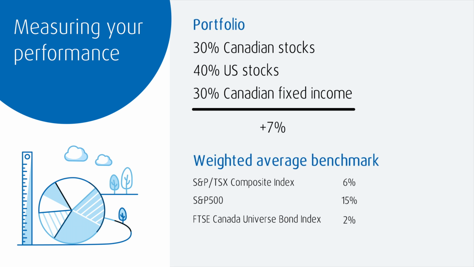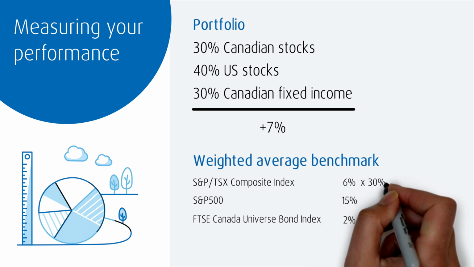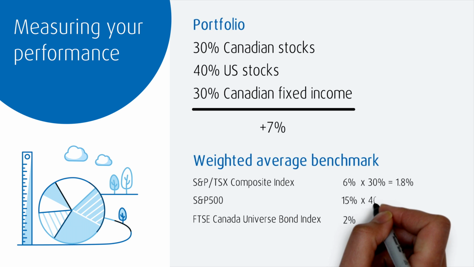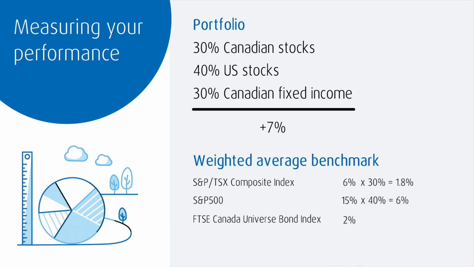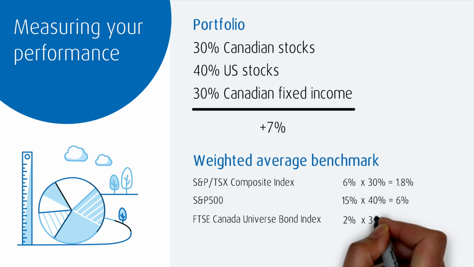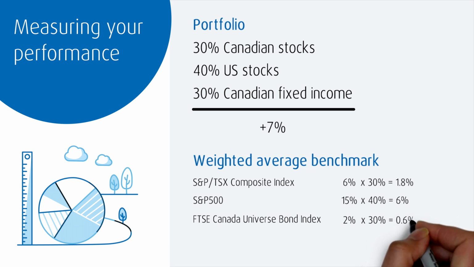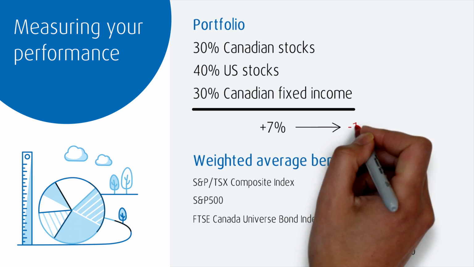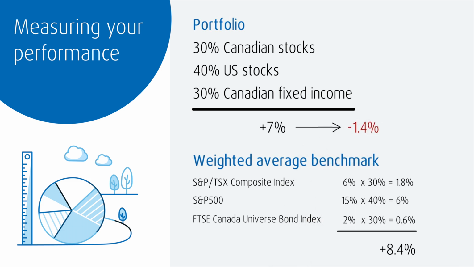Multiplying these out, we get 6% times 30%, which equals 1.8%, 15% times 40%, which equals 6%, and 2% times 30%, which equals 0.6%. We add these all up and we get 8.4%. This is higher than our portfolio return of 7%. We underperformed by 1.4% for the year.